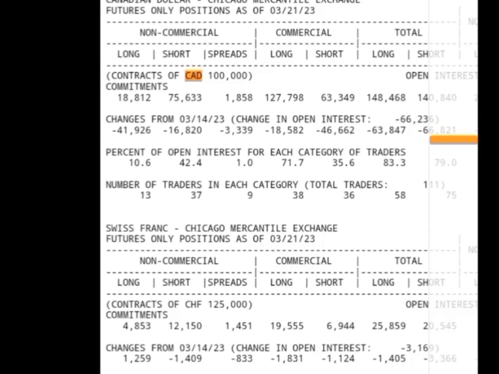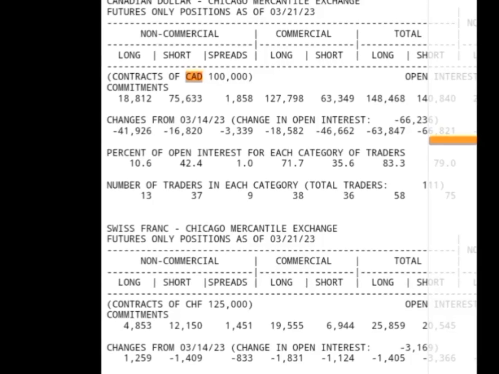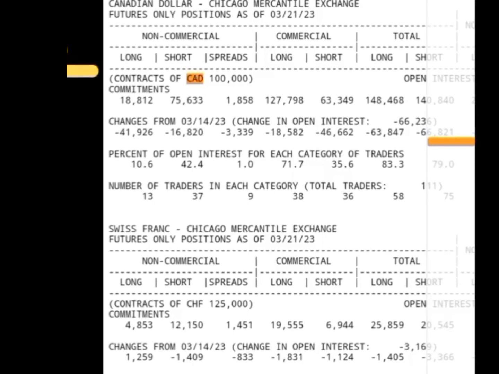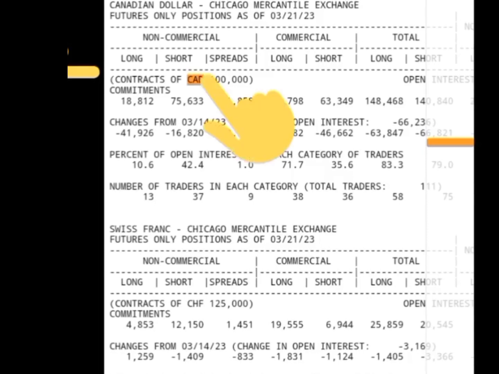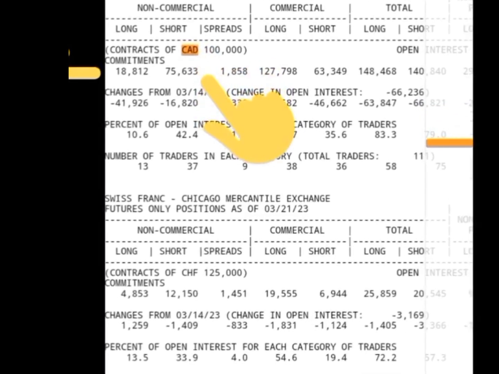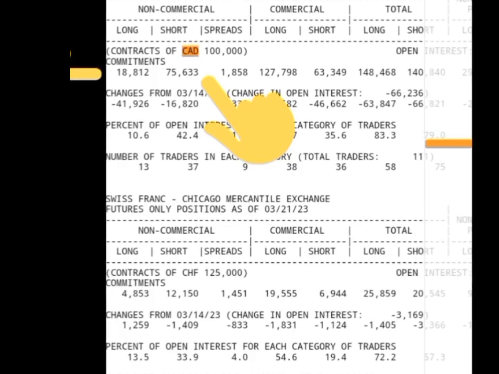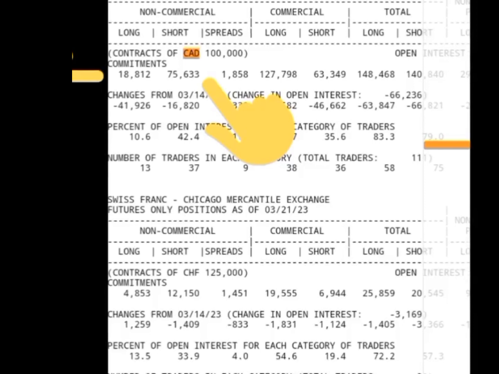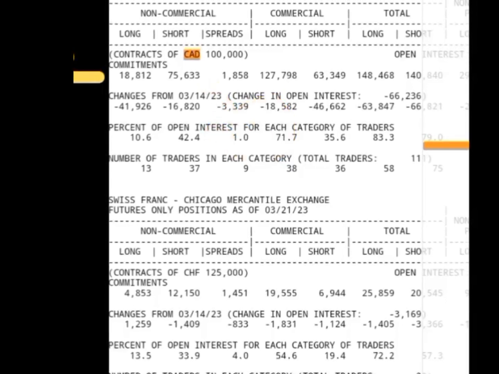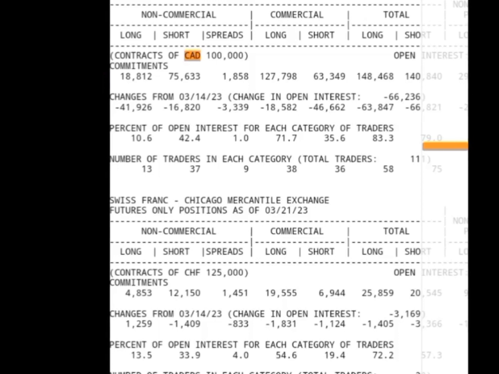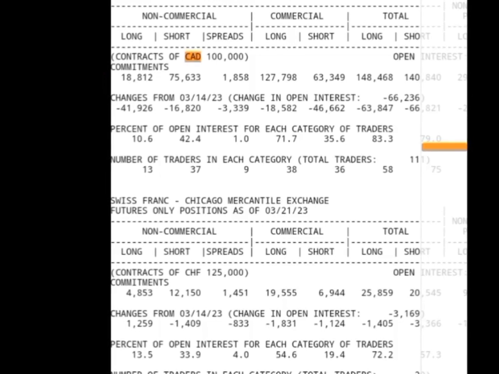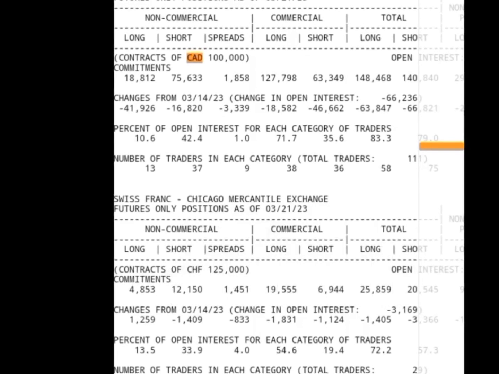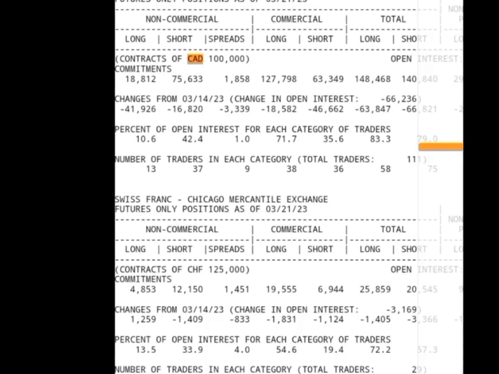And if you look at the current position here now, you are going to see that 75,633 was added for the short side and 18,812 was added on the long side. Meaning the shorts actually have more positions. So this is showing us that CAD is going to be on the short side for this week, because the report drops every Friday. So it's showing us the positions they added or removed last Friday.